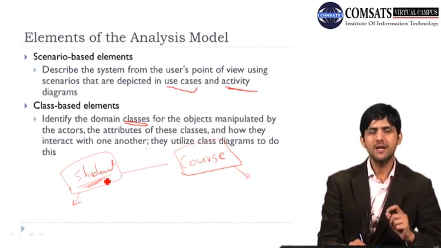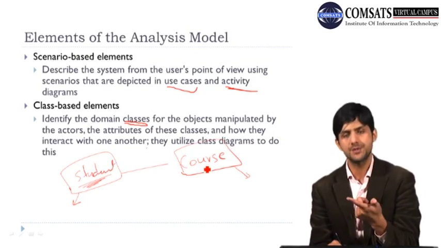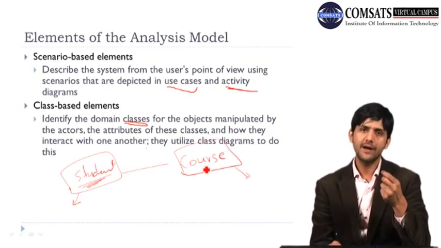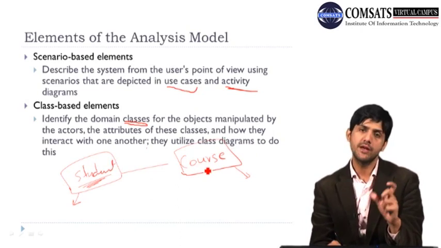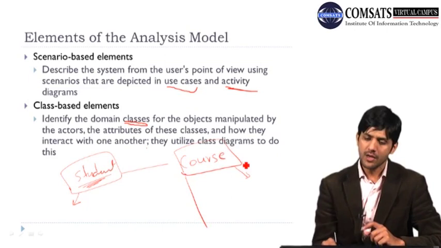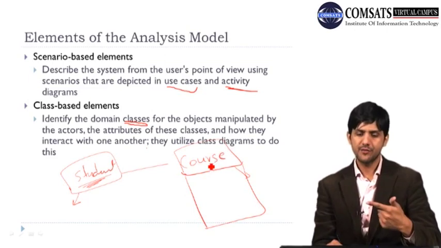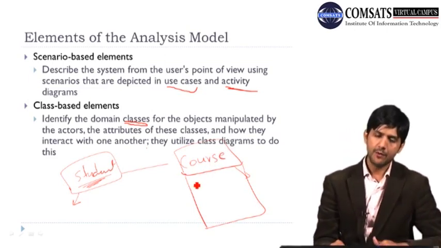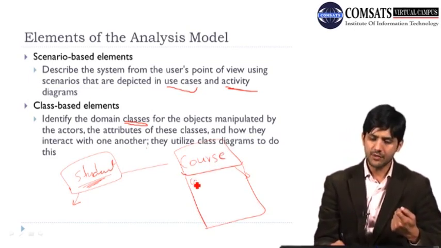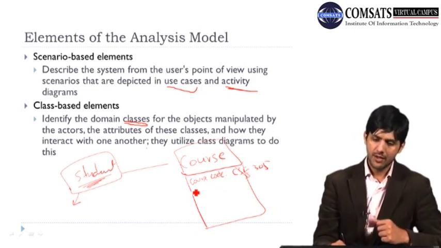Now this student object is trying to manipulate the course. In what ways will he manipulate the course? He may register a course. So we try to identify which objects are being manipulated by the actor. And then the next thing is we try to identify the different attributes of this object. So when you talk about a course, what can be the different attributes? For example, the course code, CSE305. That is one attribute, and the course title can be another attribute.